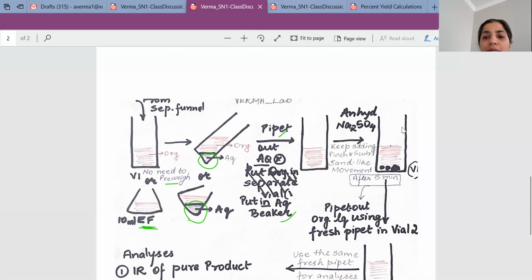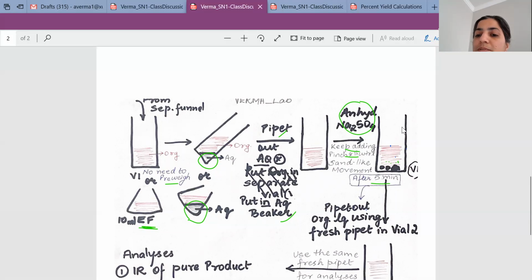material left or not. When you're adding sodium sulfate, remember, to each their own. You cannot figure out how much your colleague has added, and so how much you will add. You will have to keep on adding pinches and swirl the liquid so that you can observe if the fresh sodium sulfate particles, the white solid particles, are also swirling along with the motion of the liquid.